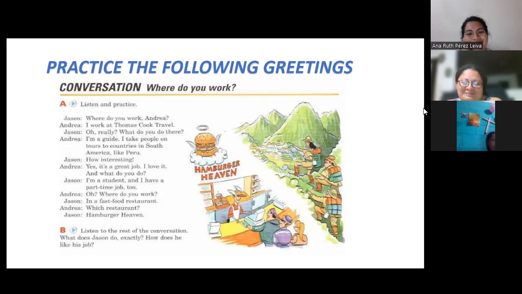That's why you can see the hamburger and some kind of decoration there. So look at this. This is a very interesting conversation about these jobs, about a travel agent or a travel guide, the person guiding other people to some places as a tourist guide. It's a great job. And also you can see here a student who works a part-time job in this restaurant, that is a fast food restaurant. So there is valuable information about this conversation. Do you have questions about vocabulary?